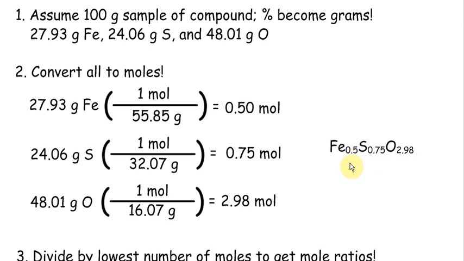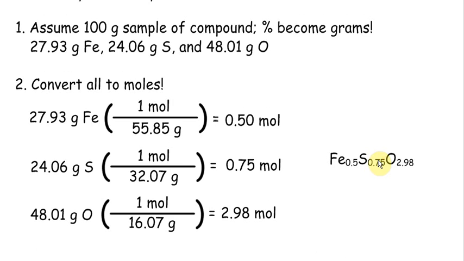But of course, when we deal with formulas, when we think about atoms, these are again in moles. Perfectly fine to think of them in moles. But when we think about atoms, you can't have half an atom. You can't have 0.7 of an atom. So we want things in whole number ratios. We want our simplest whole number ratios. And that's where steps 3 and 4 come into play.